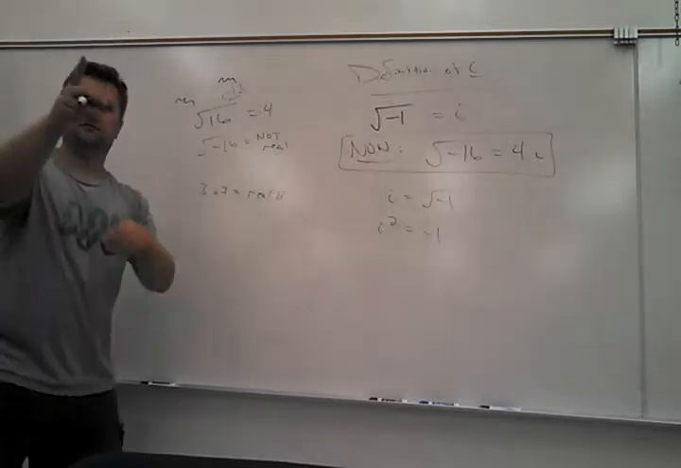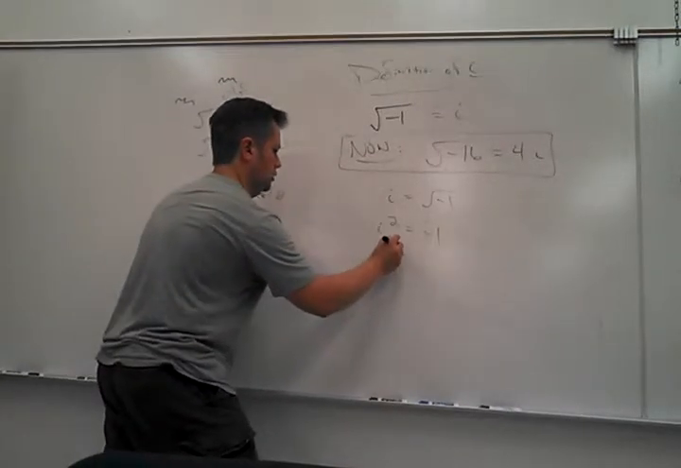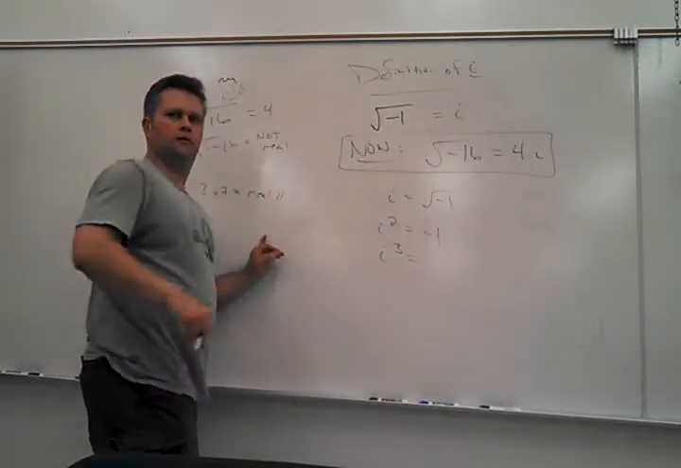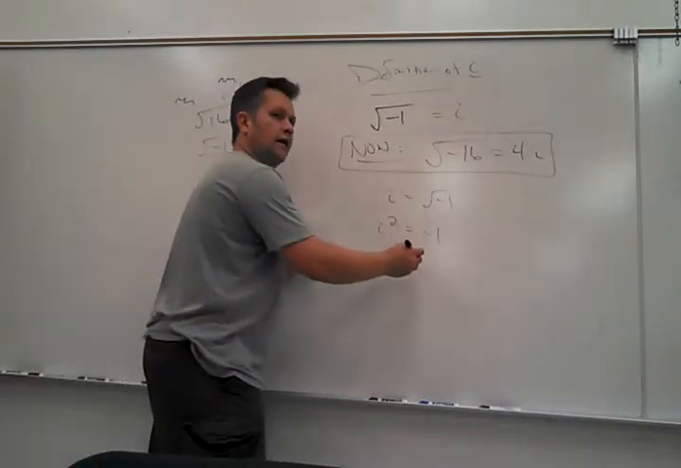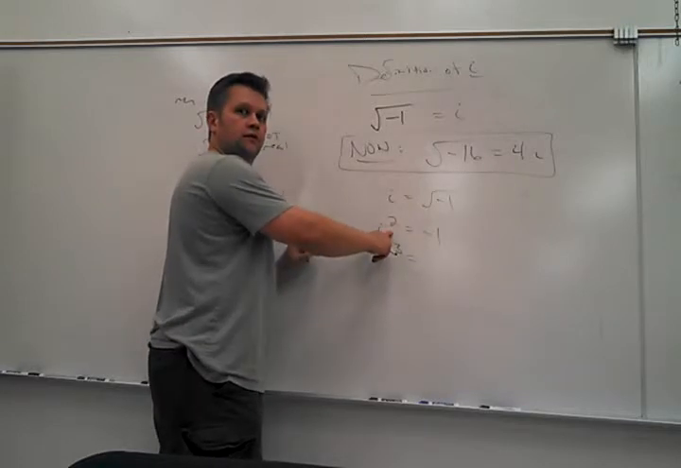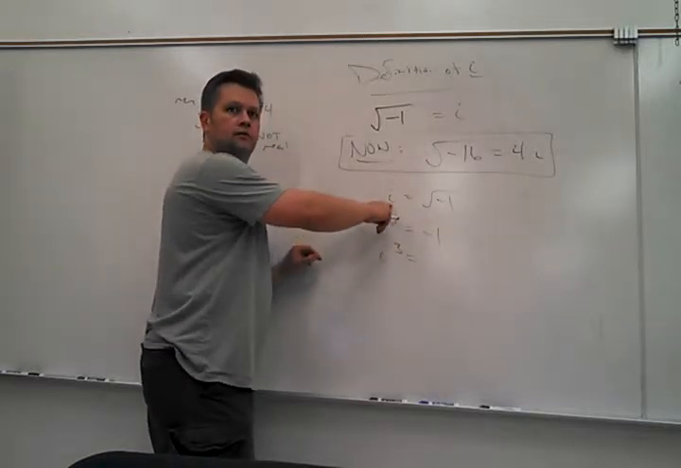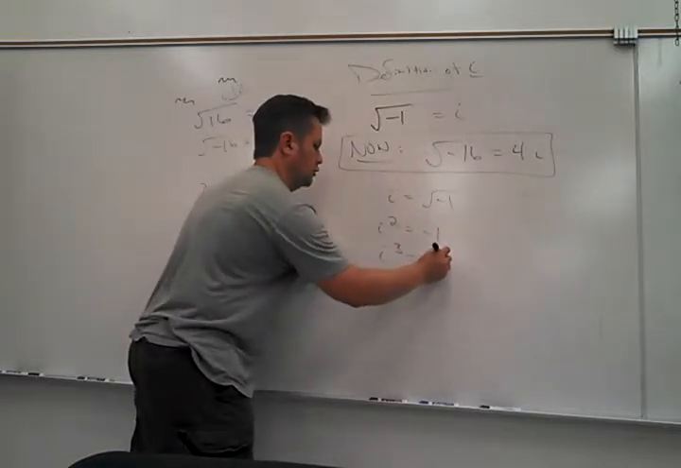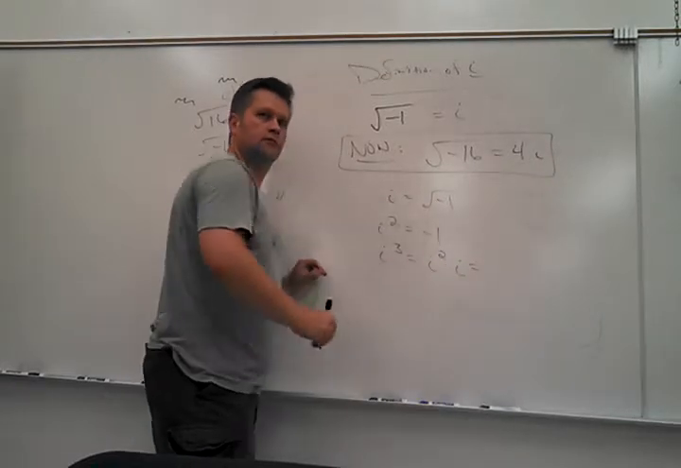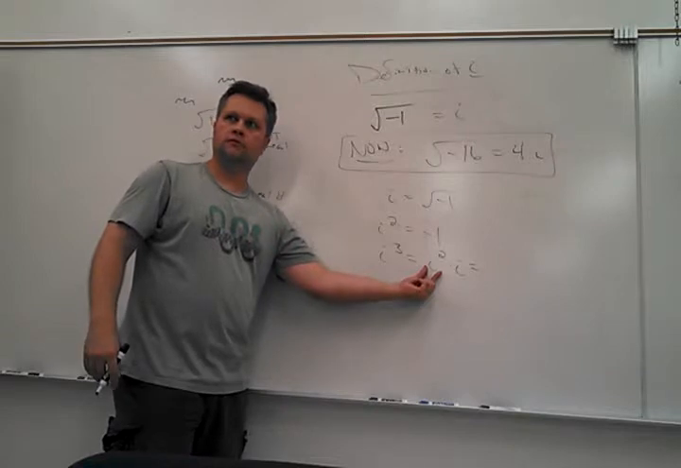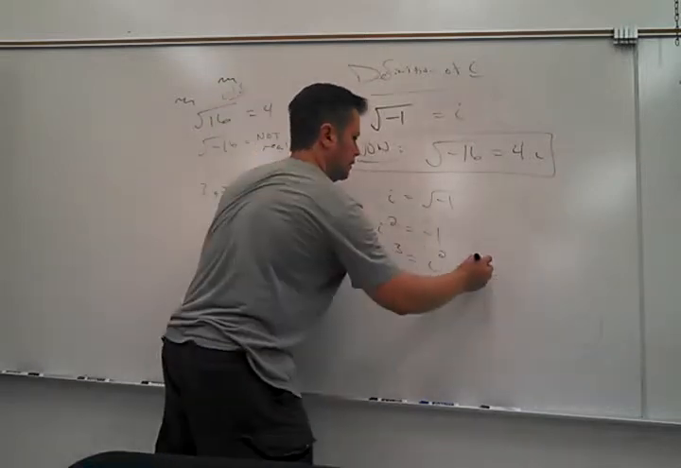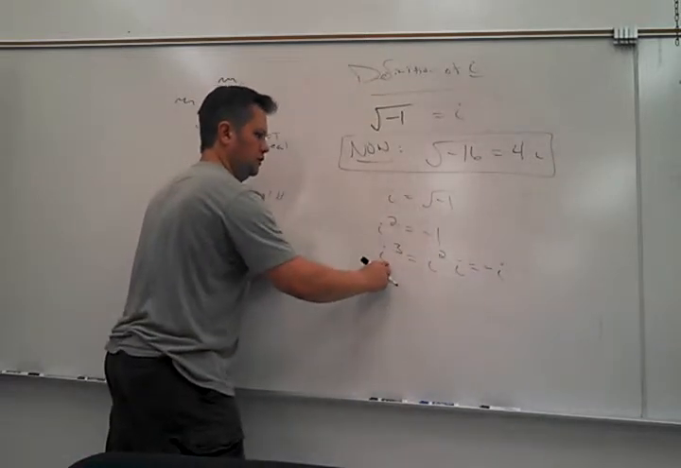Let's see. What's i cubed? Careful now. How do you do i cubed? You break it down, because I know what i squared is, and I know what i is. So I'll say, okay, i cubed is i squared times i, isn't it? You guys with me? And what's i squared? Negative 1. Negative 1 times i is negative i. So i cubed is negative i.